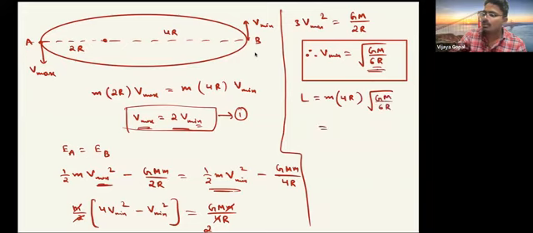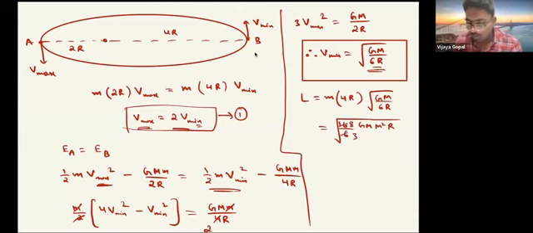So let me bring everything inside. Then 16 by 6 under root of G capital M small m square into R, because one R will be cancelled. So this is 2, 8. So 8 by 3 G capital M small m square R will be the answer. Clear?